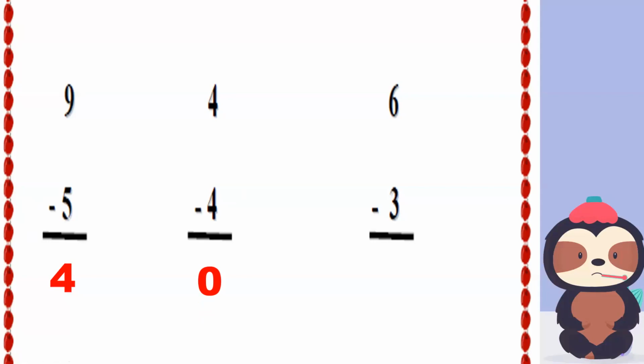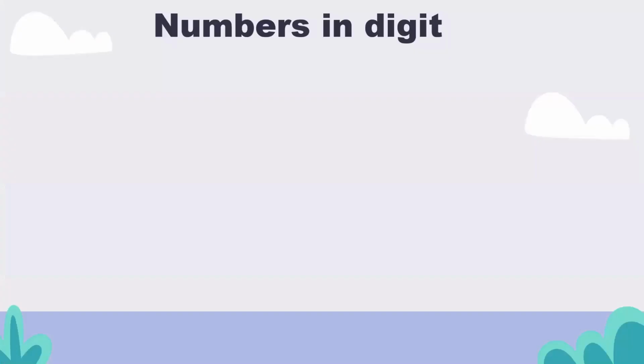The third example, 6 minus 3. Yes, let's count from the smallest. Which number is the smallest? Yes, it's 3. After 3, 4, 5, 6. How many fingers? Yes, 3 fingers. Very good. Let's move to remember numbers in digit.